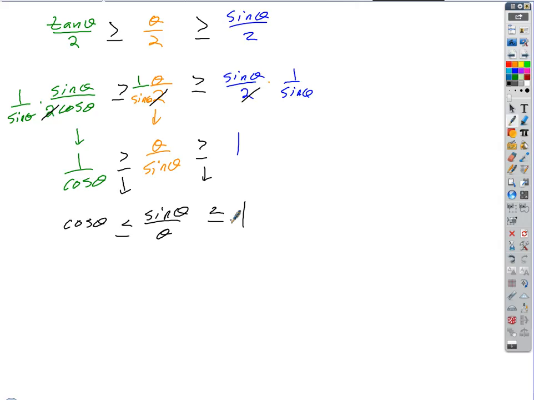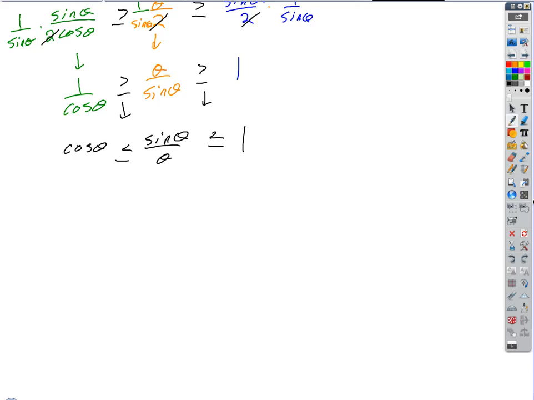Okay, good. So that's an expression that's a compound inequality that's always true on our interval from, let's say, 0 to pi halves, right? Okay, let's go ahead and do something though. Let's take the limit of this as theta approaches 0. Okay, what's going to happen if I do that?